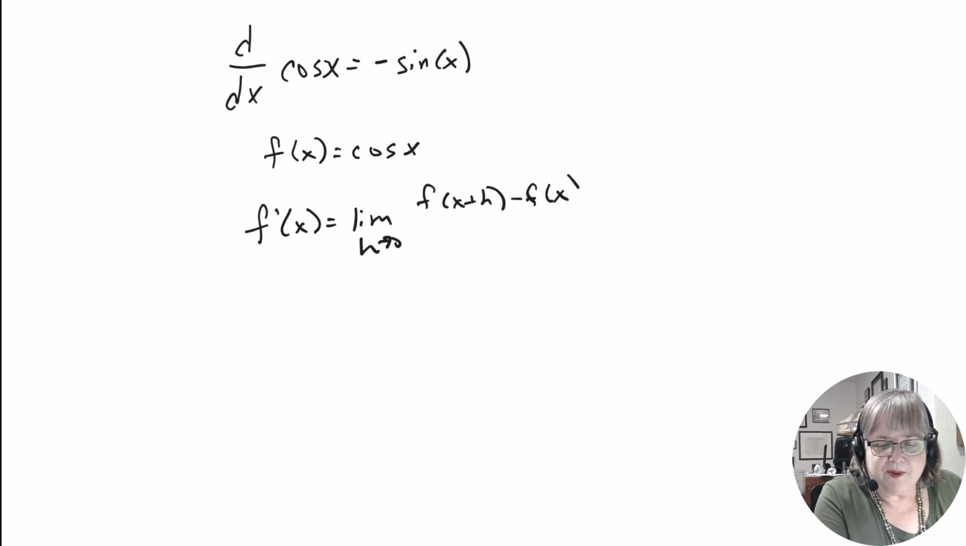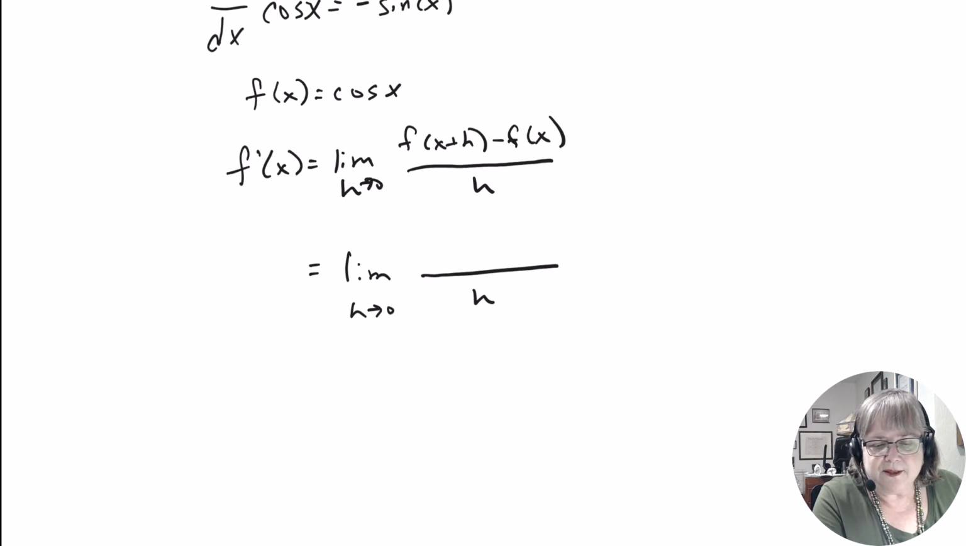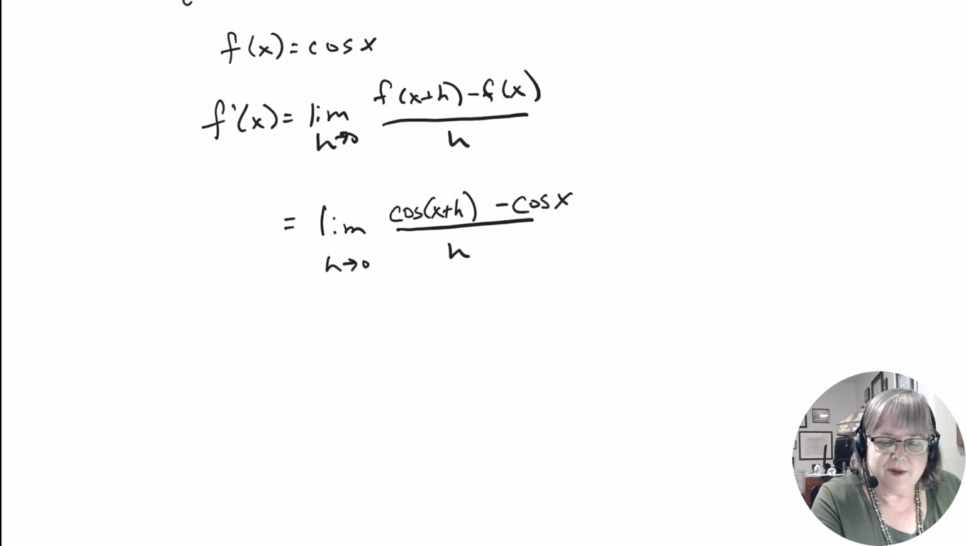So here's my formal definition of the derivative, and I'm going to fill in my pieces. Here's the limit as h goes to 0. The denominator is always h. This last term in the top is always the original function. This is always the original function with x plus h put in place of x.